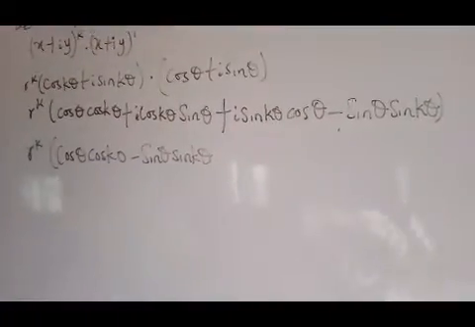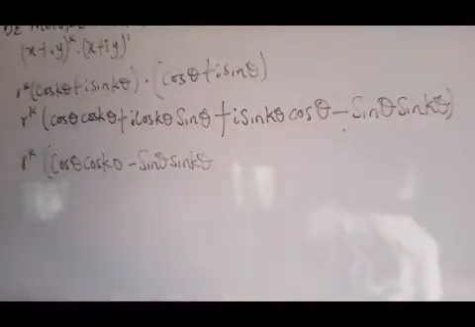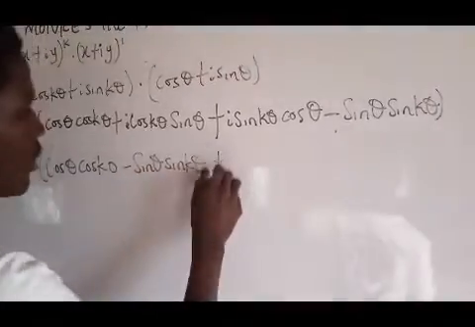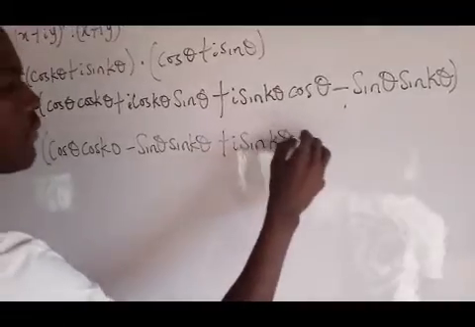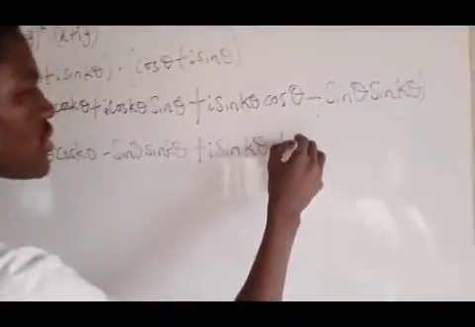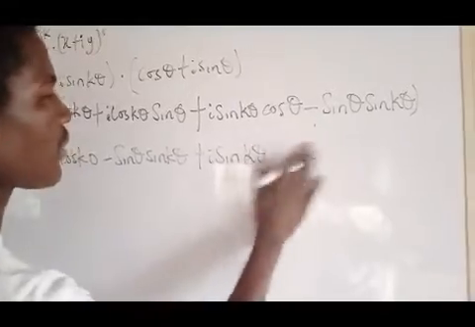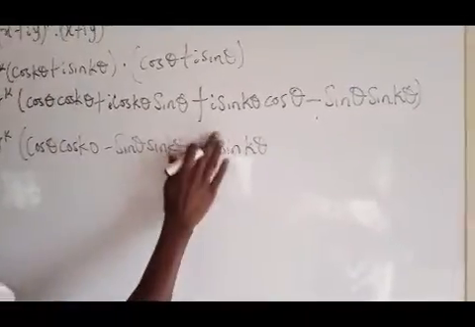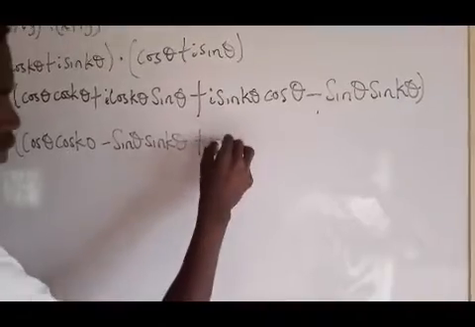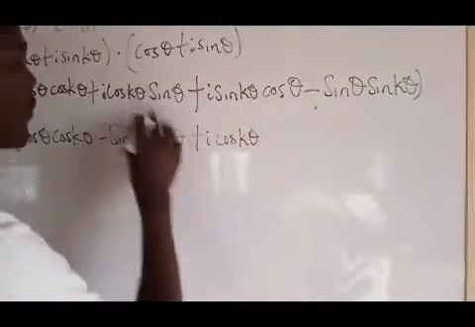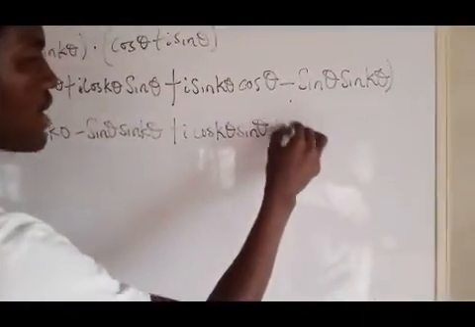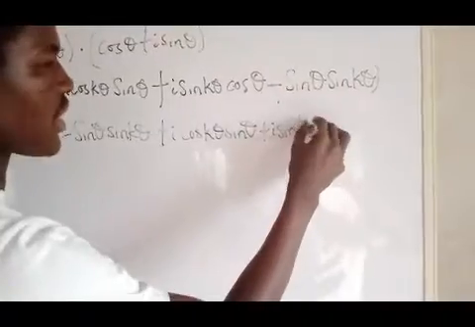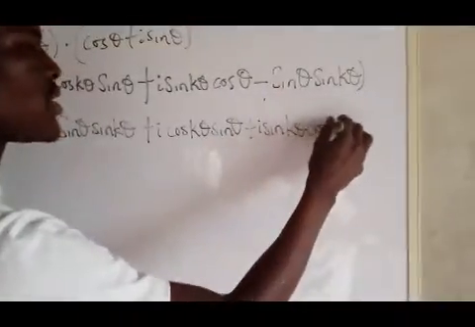So it is this one. I bring this cos k theta and this sin together. So we have plus again, plus I sin what? Sin k theta, plus I cos k theta sin theta, plus I sin what? Sin k theta cos theta.